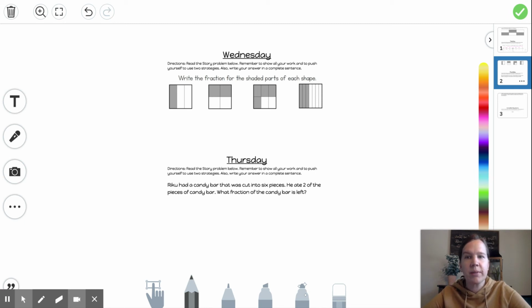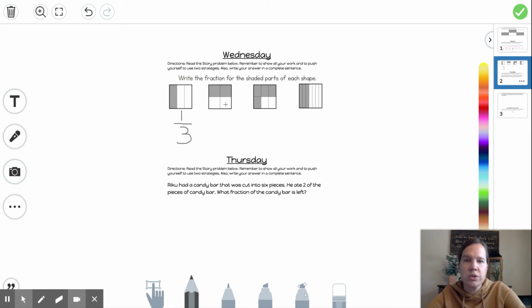Wednesday's story problem has 4 fraction models for you to label and identify. It says write the fraction for the shaded parts of each shape. So again, I need to find out how many parts there are to create a whole. That's my denominator. And then I count the number of shaded parts, and that's going to be my numerator. So let's get started. Right here I have 1, 2, and 3. It is 3 parts to get me to the whole, so that's my denominator. And one of them is shaded, so the answer for the first model is 1/3.